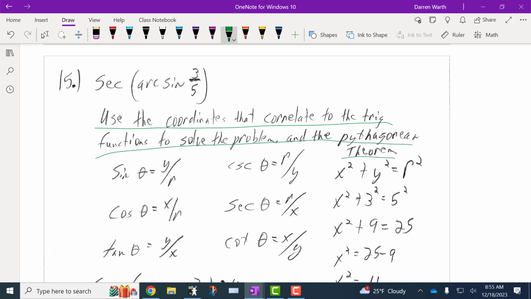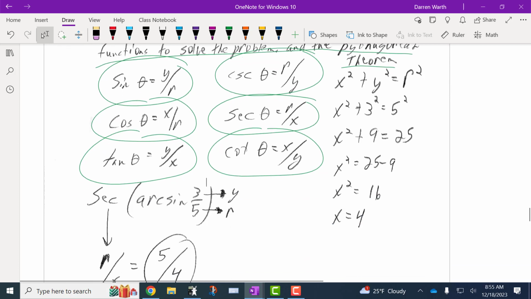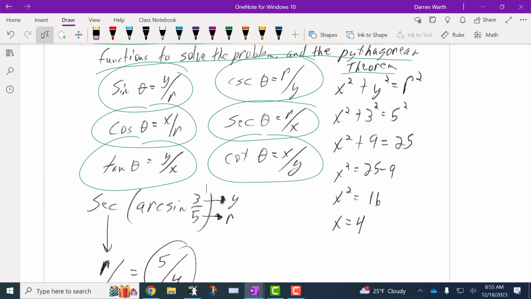So notice sine theta is y over r, cosine theta is x over r, tangent theta is y over x, cosecant theta, the reciprocal, is r over y, secant theta is r over x, cotangent theta is x over y. So the sine that is given to us is y over r. Make note of that right here: 3 is the y, 5 is the r. I've got to find what the x is equal to, because I want to find the secant of it. Secant is r over x.